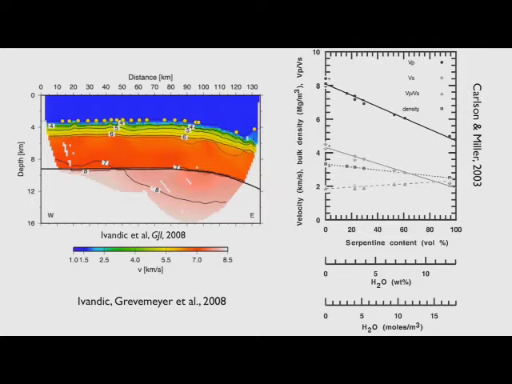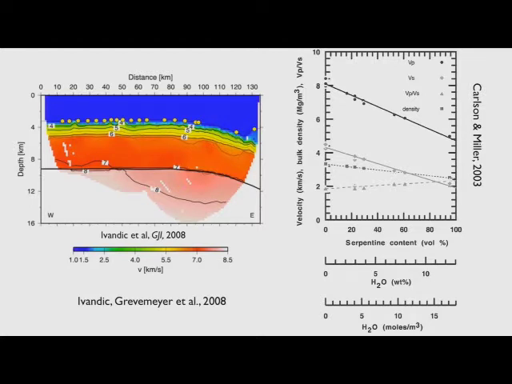So this is from Ivan Dick and colleagues. We're looking at that same section off of Central America. And what you can see is that if we look at the velocities in the upper mantle, which are here, we go from 8 kilometers per second and have a reduction of almost half a kilometer per second once we come into the middle of this most faulted and bent area.